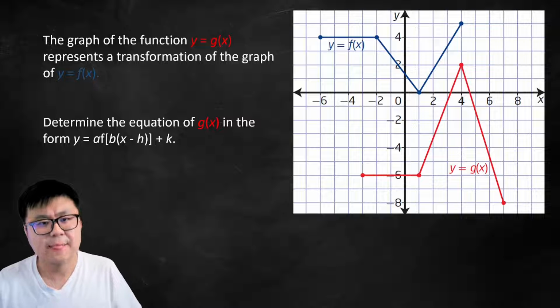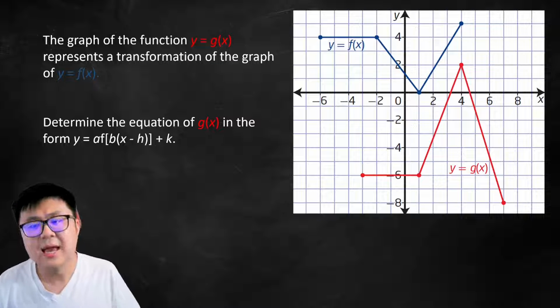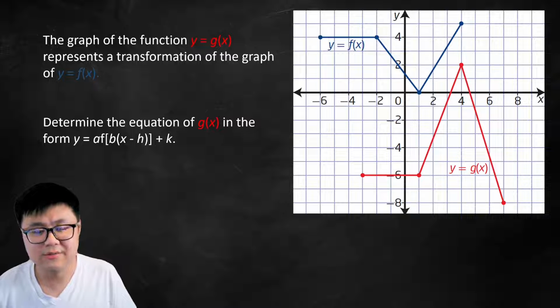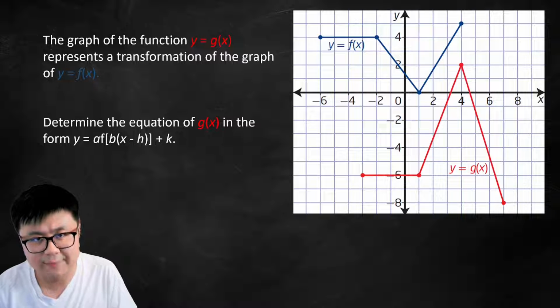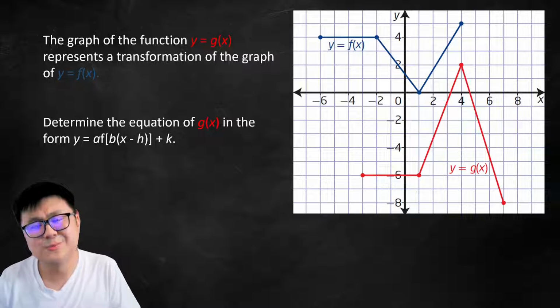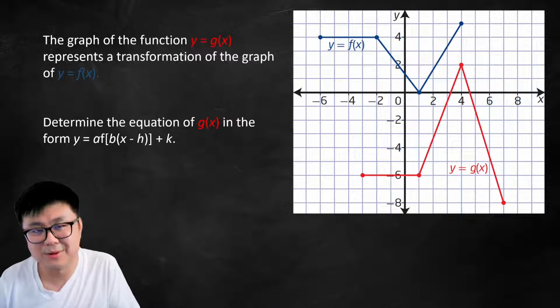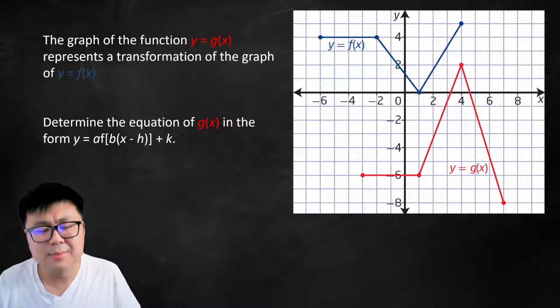In this case, look at these two functions. Again, our original function is y equals f of x, and our new function is y equals g of x. Same thing, they want you to write an equation for g of x in the form of y equals a f(b(x - h)) + k. However, notice in this case, we don't have a point that's both 0, 0 for x and y. But let's figure out the points first.